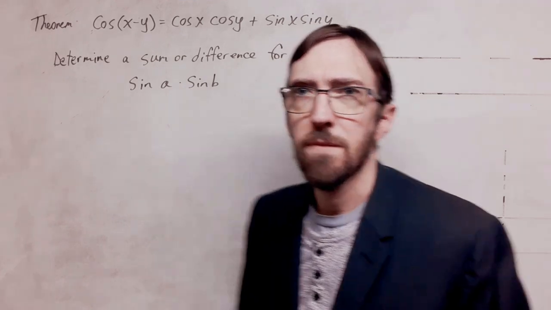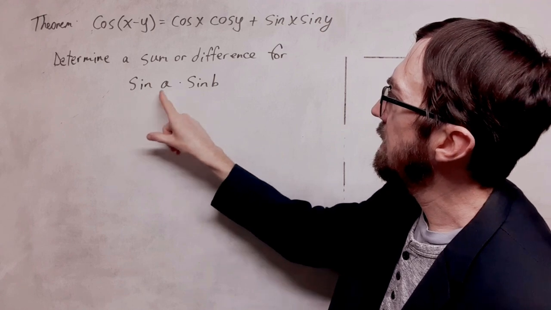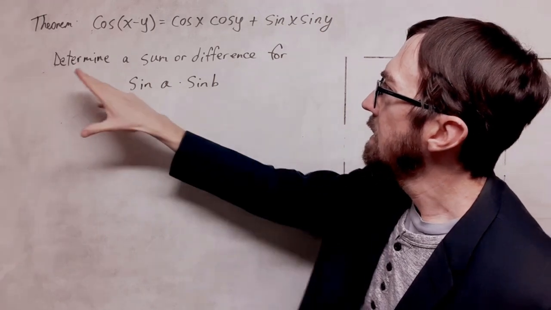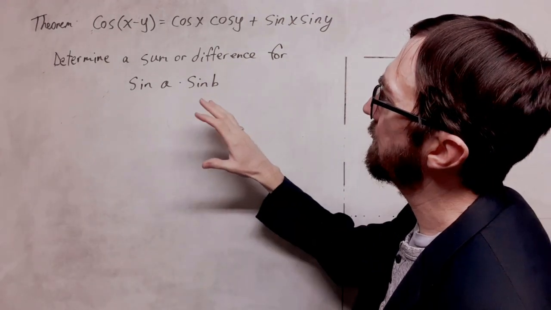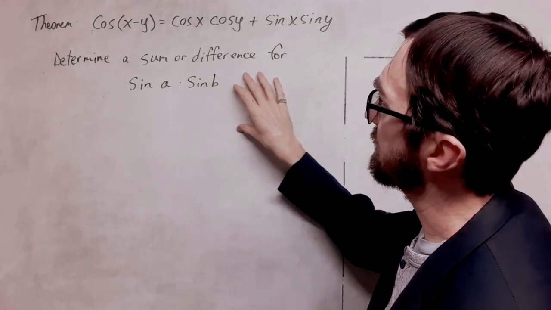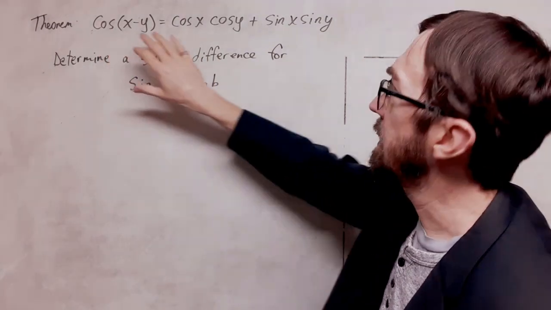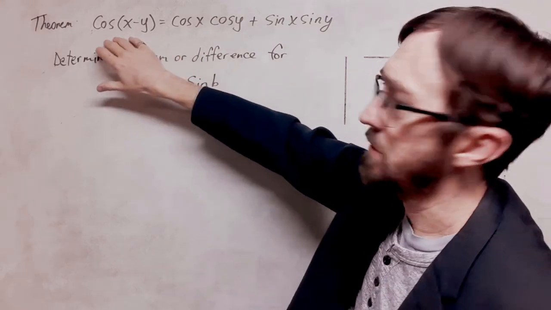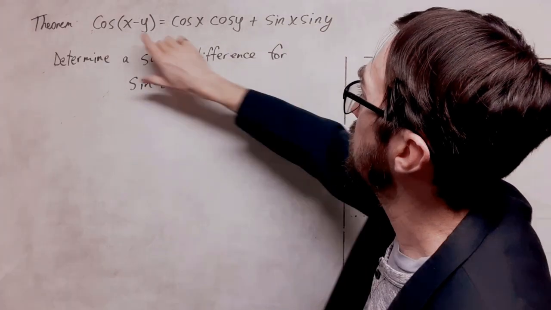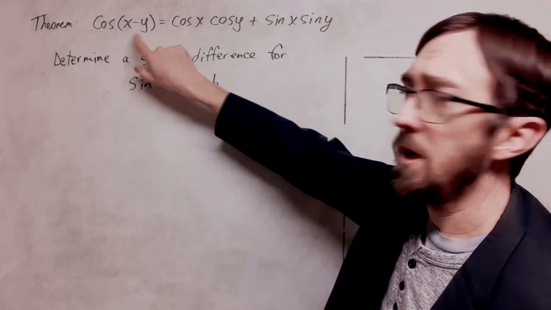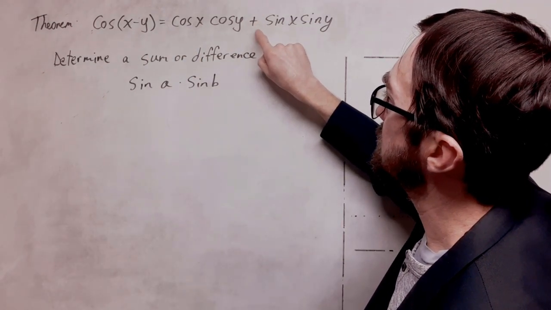Greetings, math friends. We are going to look at rewriting the product of the sine of A times the sine of B as a sum or difference. And as a helping theorem to complete this, we are going to need to know that the difference of angles and the sum of angles of cosine can be expressed as either this, or as we switch from subtraction to addition, this sign switches from addition to subtraction.